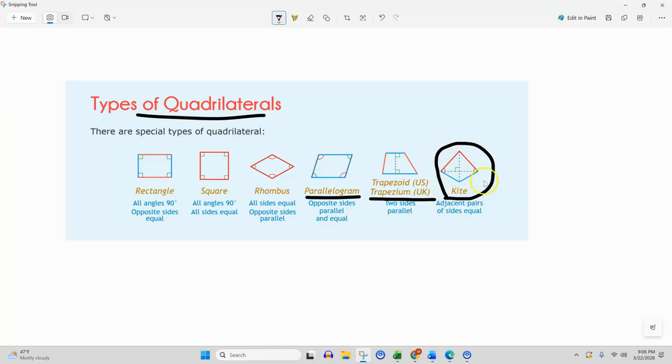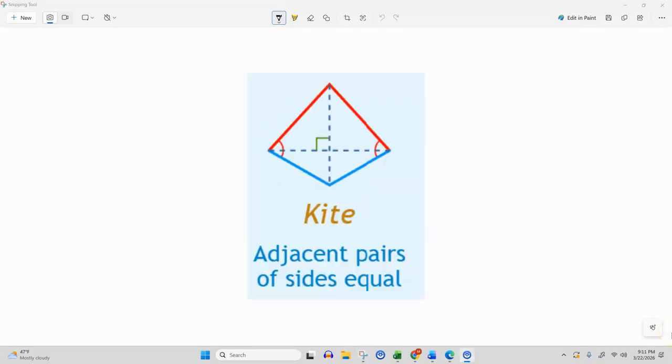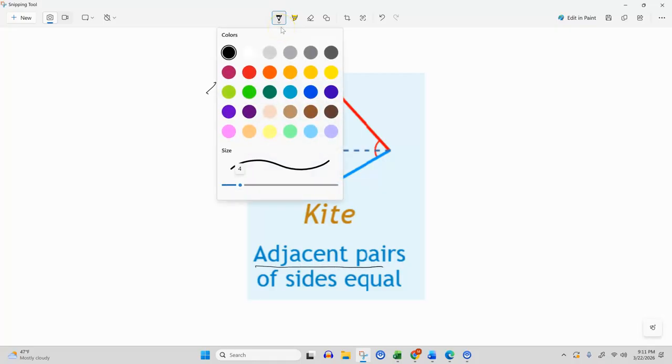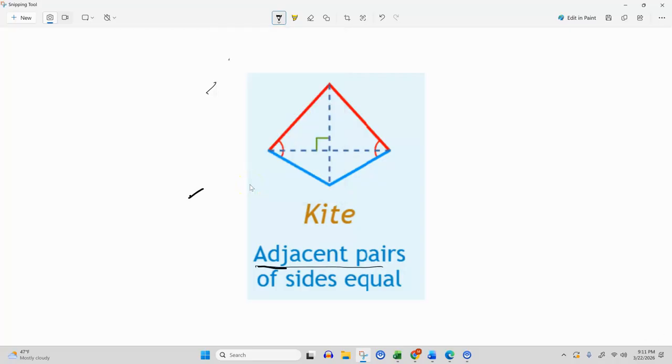This is a great picture right here. A few things about it are very important to know. Over here it says adjacent pairs of sides are equal. As you remember, adjacent are things that are right next to each other. What does that mean? Well, the blue line right here is equal to the line right over here. So those two lines are the same.